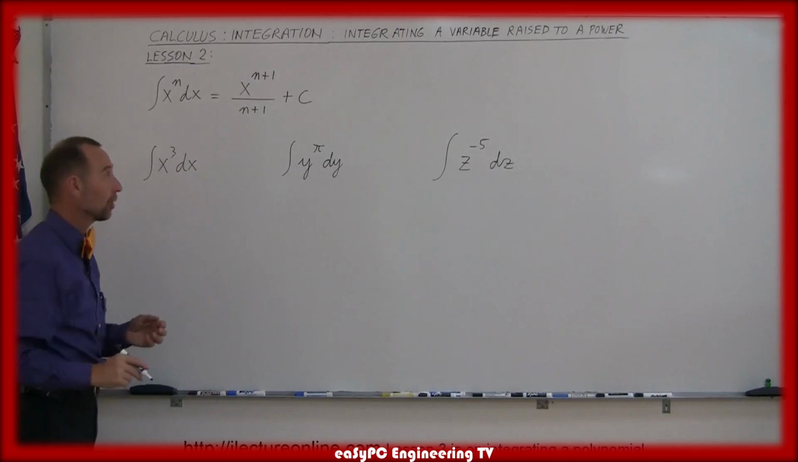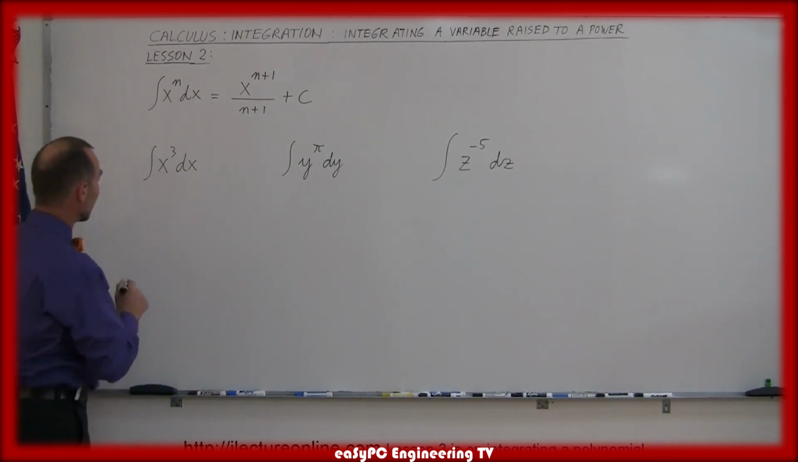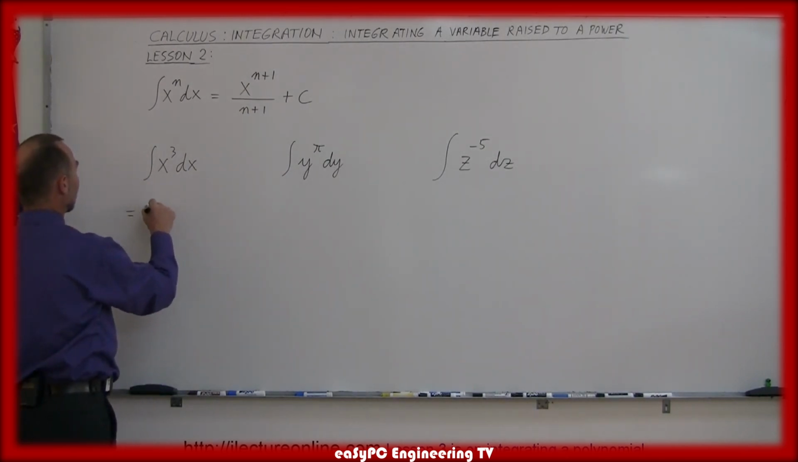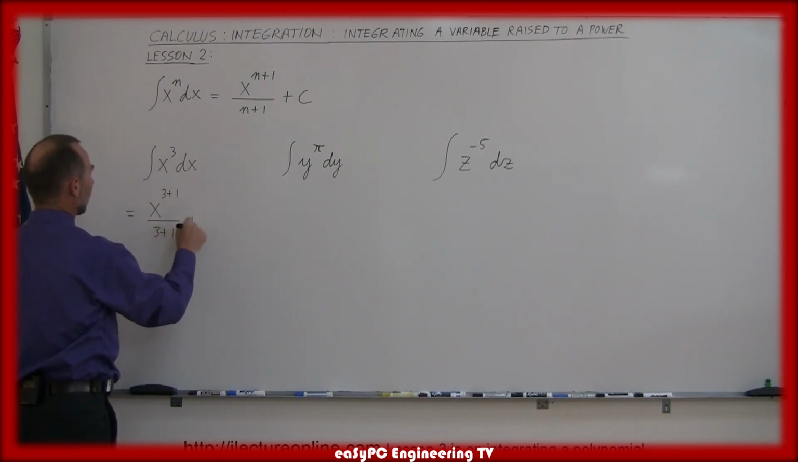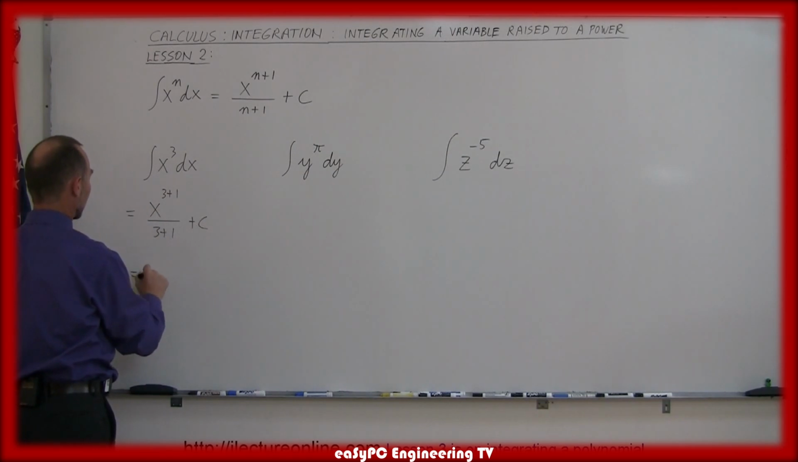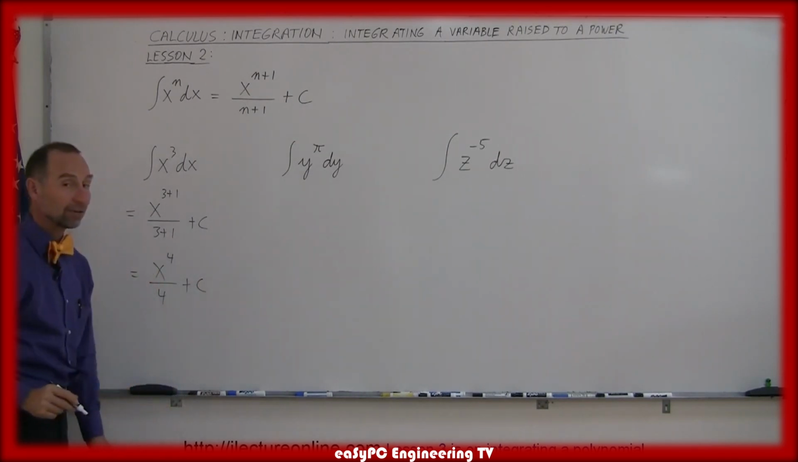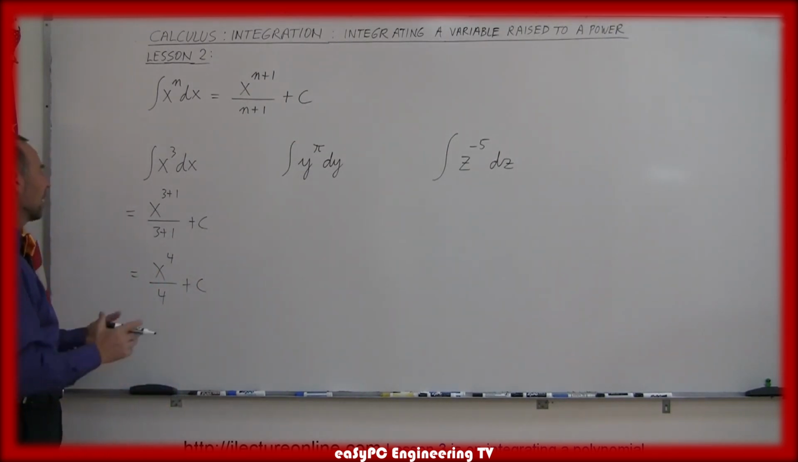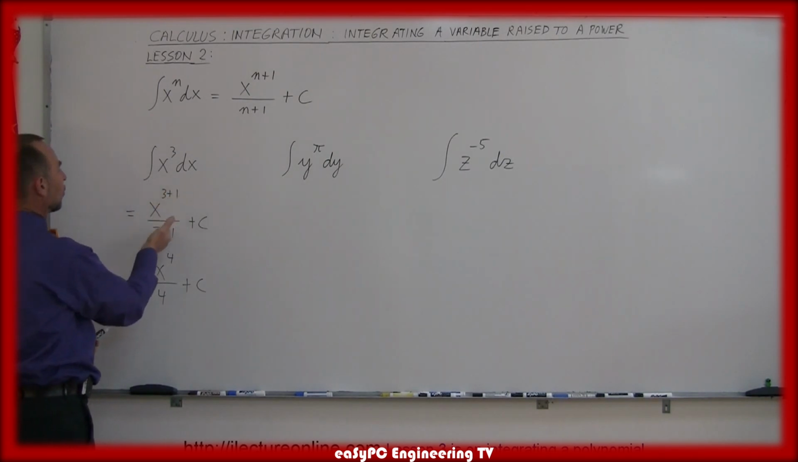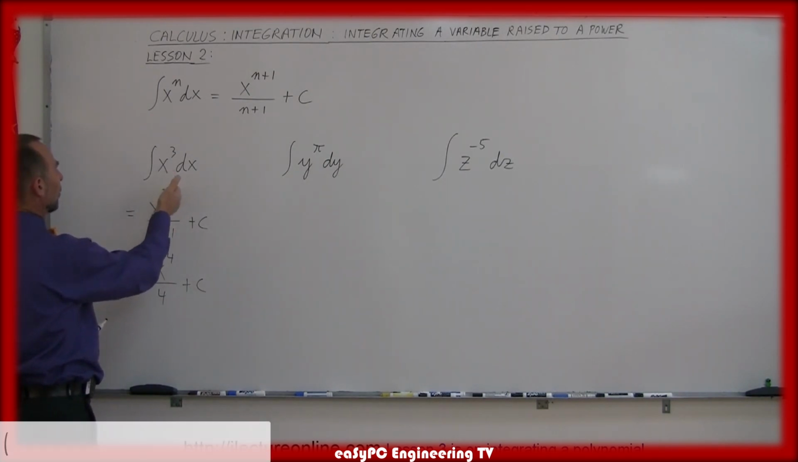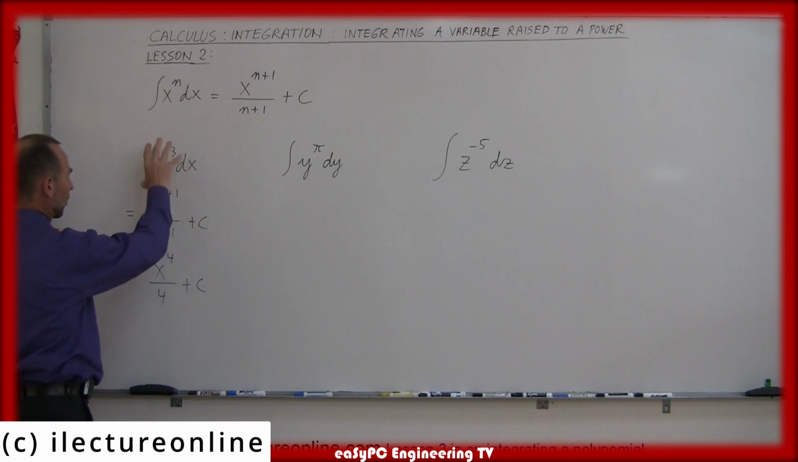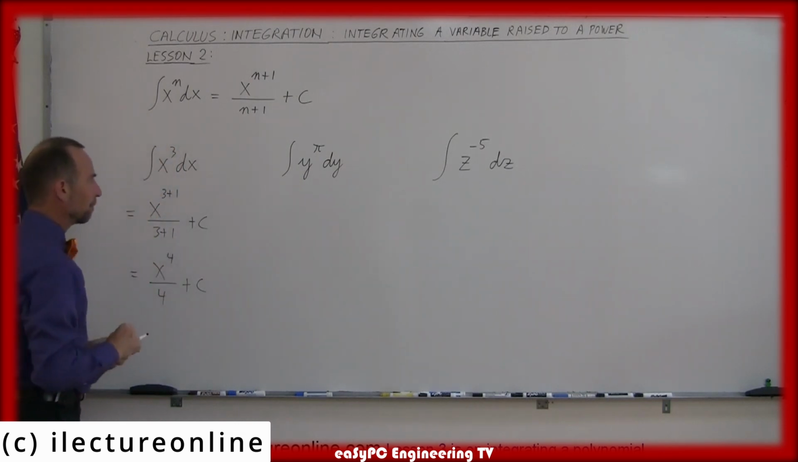All right, so let's try that on these examples. So this would then become x to the 3 plus 1 divided by 3 plus 1 plus the constant of integration. Of course, this becomes x to the 4th power divided by 4 plus a constant of integration. And that's how you integrate something like that. Of course, you can now see that you don't necessarily have to write this. You could probably just simply go x to the 4th divided by 4 and just go straight from this step to this step.